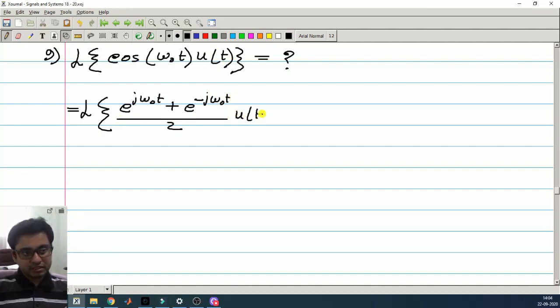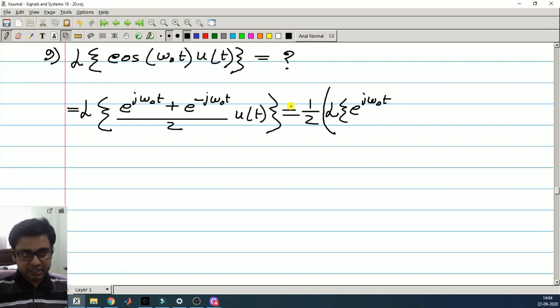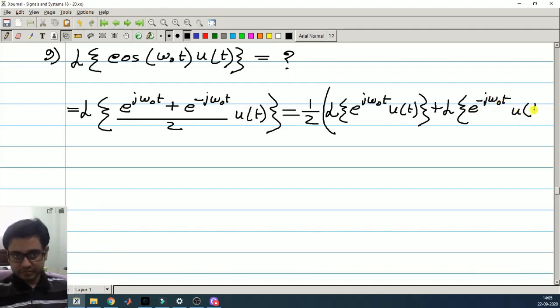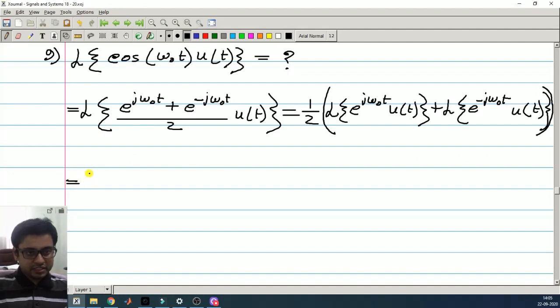Then this u(t). Now this, using the linearity property of the Laplace transform, can be written as half, then Laplace transform of e to the power j omega naught t multiplied with u(t), plus Laplace transform of e to the power minus j omega naught t with this u(t). Then this is equal to half.